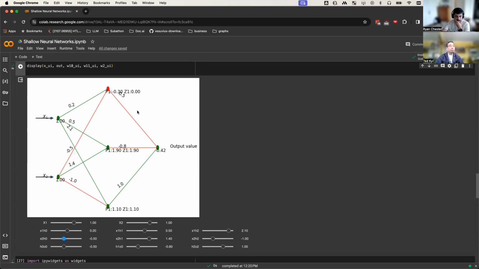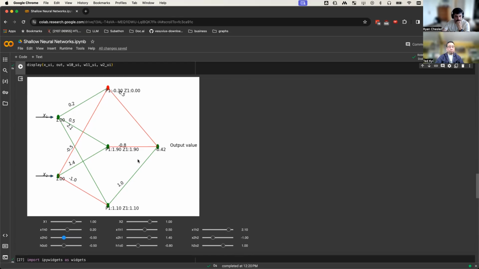I see. Okay, so the Z1 is what happens after the activation function. Yeah. P1 is the pre-activation and the Z1 is the post-activation. Okay. So in this case, no matter what you do, Z1 is either going to equal P1 or it's going to equal 0, right? Yeah, exactly.